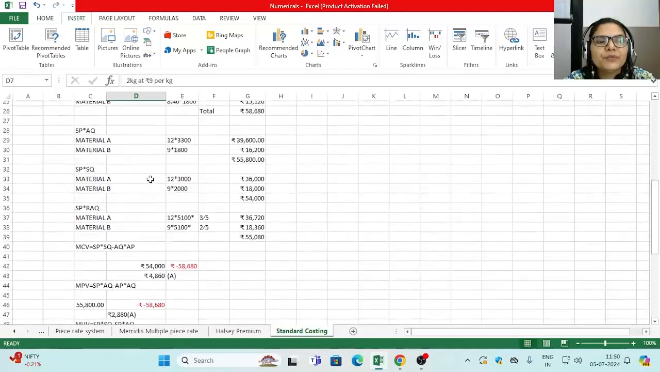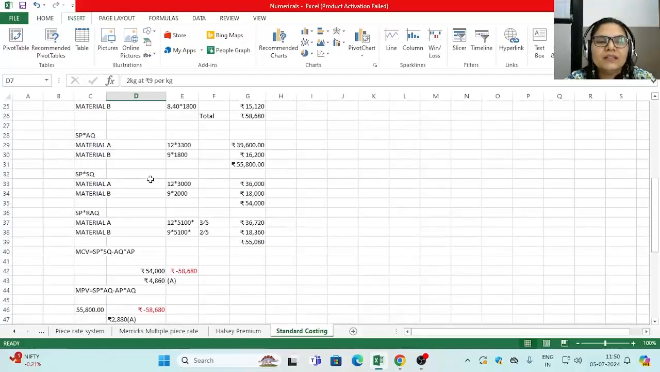So you must be very careful while inputting the value of standard quantity in the formula. Material A 12 into 3000 gives you 36,000. Material B 9 into 2000 gives you 18,000. Now you will do the total and you will get 54,000.